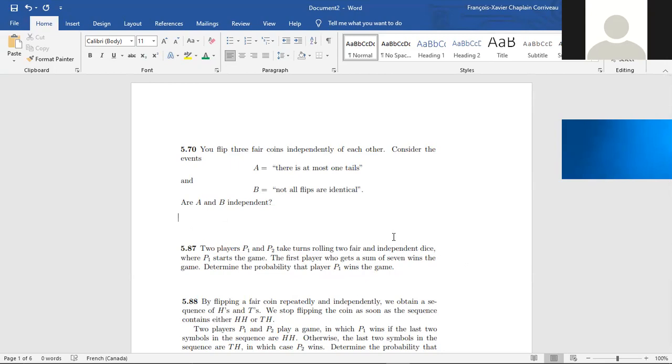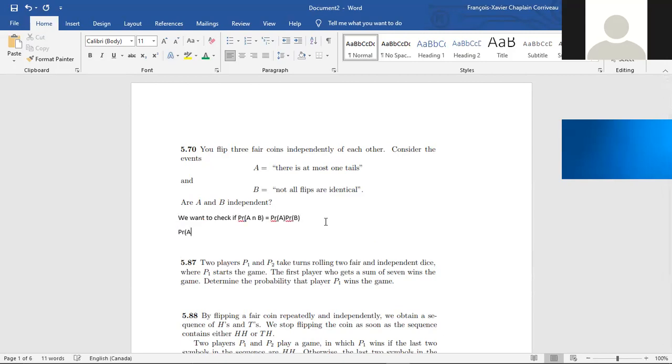But yeah, so here the first thing that you want to do is the probability. So we want to compute, or we want to check whether or not this probability, or this equation is verified. That's what we want to check. So you should probably write whatever your definition you're going to check for independence. So we want to check if this is true. So we have 3 probabilities to compute.